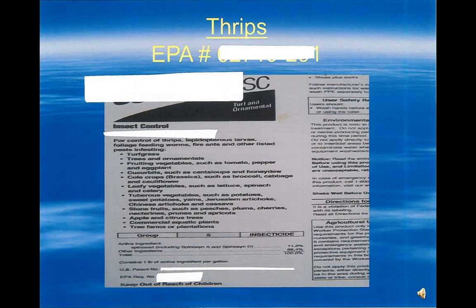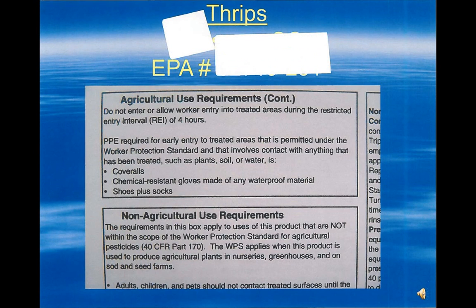This product contains the active ingredient known as spinosad and has both agricultural and non-agricultural uses listed on the same label. The agricultural use requirements would apply for commercial greenhouse use. Note that the re-entry interval is 4 hours for this product and that applicators must use coveralls, chemical-resistant gloves, and shoes plus socks when applying this material.